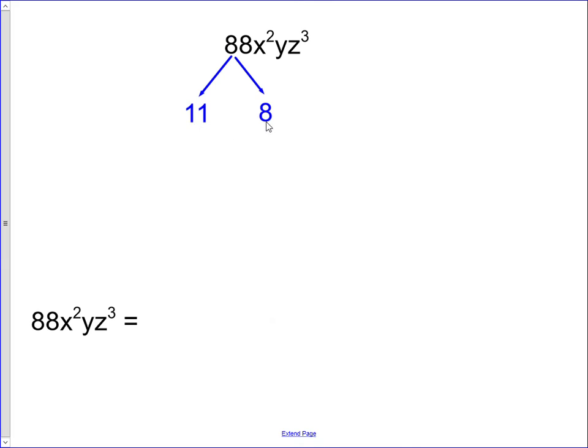Over here, I know that 2 goes into 8, so I can say that 2 times 4 is 8. 2 is a prime number, so this branch ends. 4 is not prime, so I go ahead and factor it. Well, 2 times 2 equals 4. So now that I look at this, I have 2 times 2 times 2 times 11 is the prime factorization of the coefficient. And then the variables, we just take them and write them in expanded form.